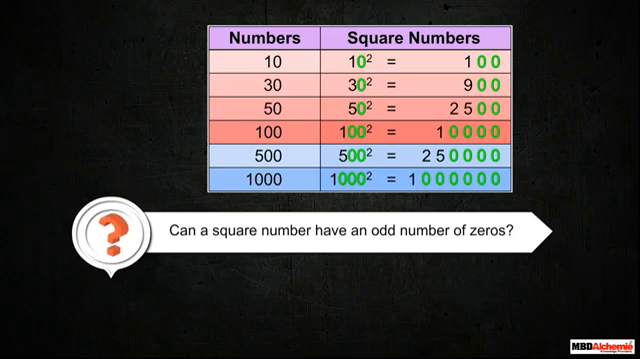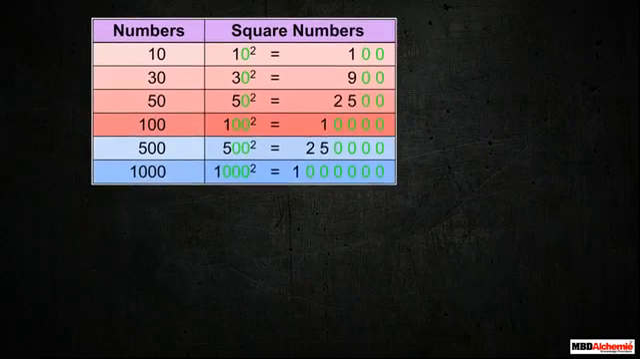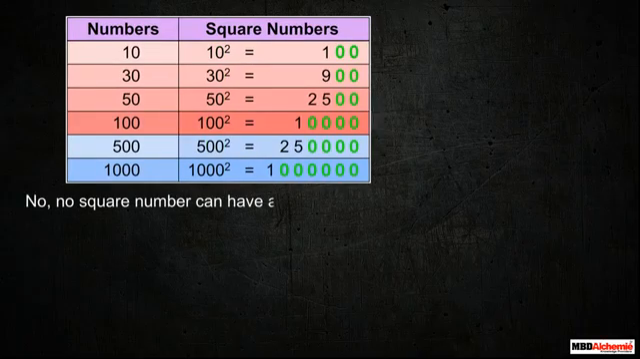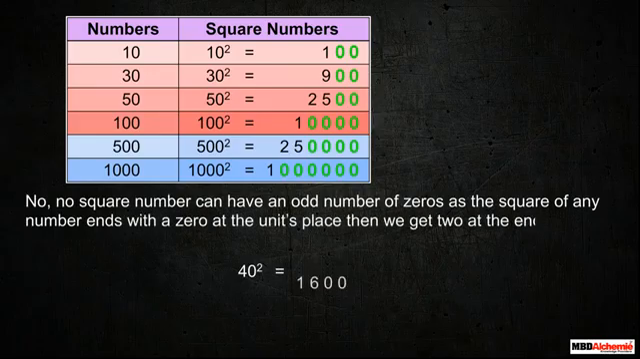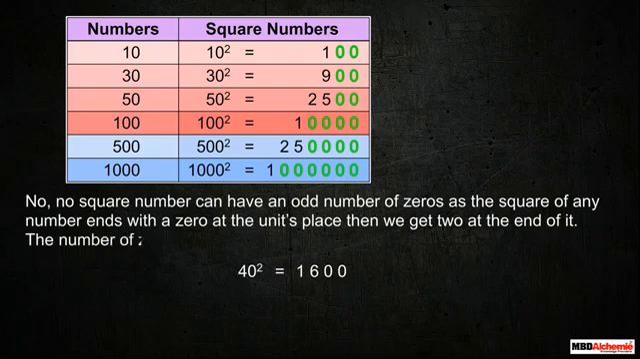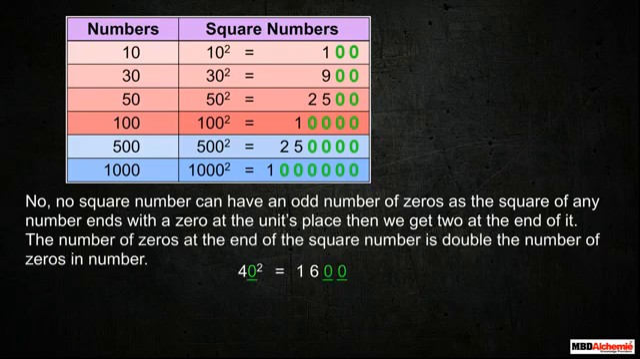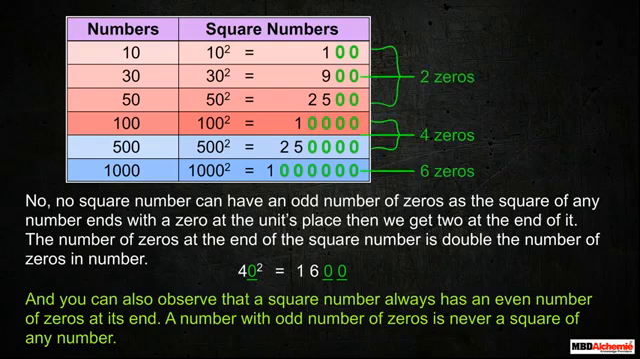Can a square number have an odd number of zeros? No, no square number can have an odd number of zeros, as the square of any number ends with a 0 at the units place. Then we get 2 at the end of it. The number of zeros at the end of the square number is double the number of zeros in number. And you can also observe that a square number always has an even number of zeros at its end. A number with odd number of zeros is never a square of any number.